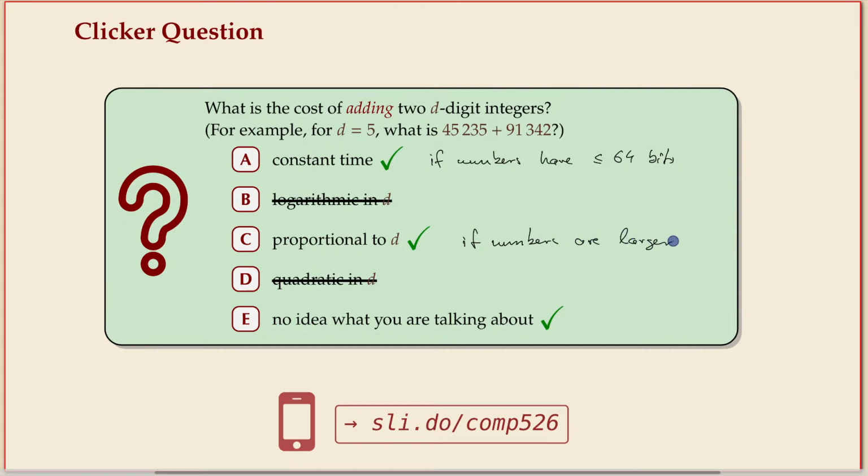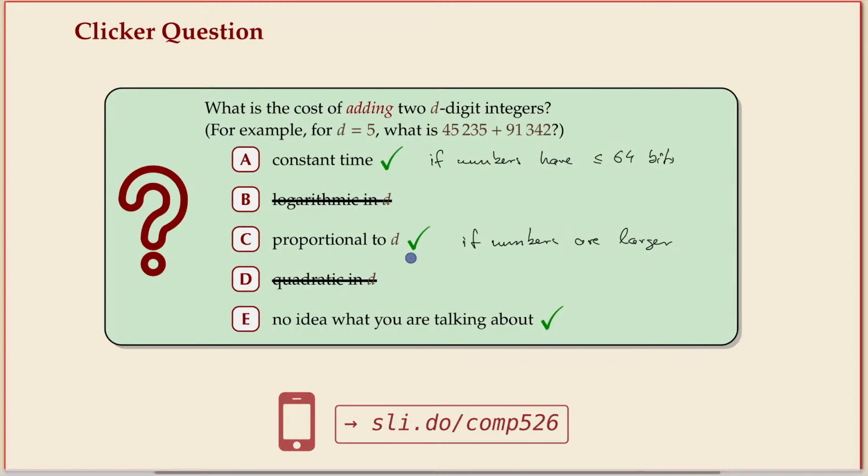But if you write a program that always just uses numbers with at most 64 bits, the first answer is what you'll see. And OK, the last is of course correct, but we'll try to fix that.